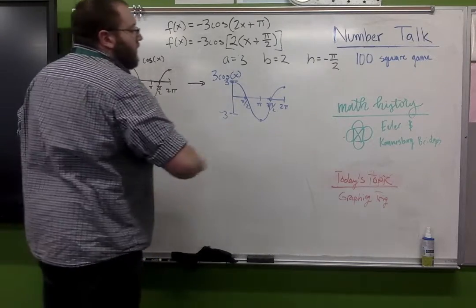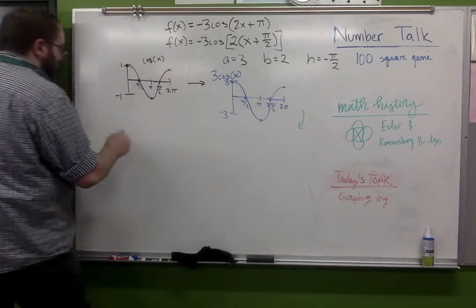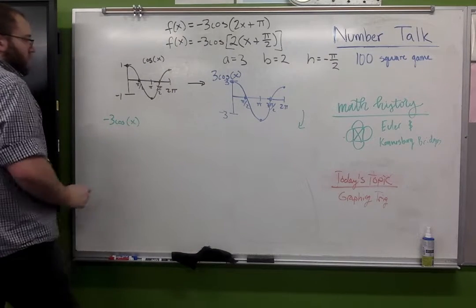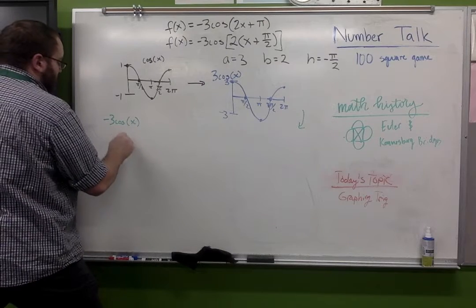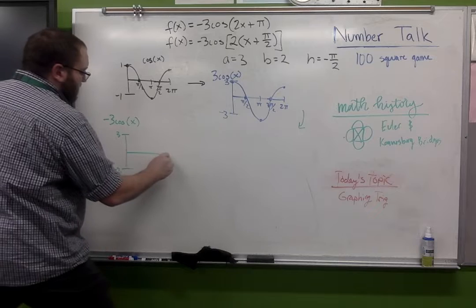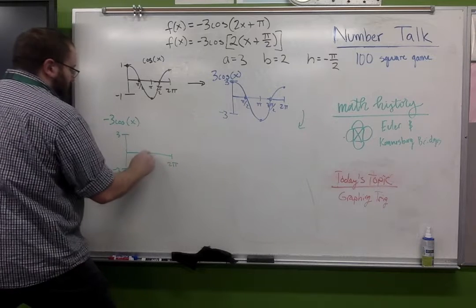Okay, now we're going to do the -3 cosine of x. Once again, our amplitude is not different. We still have 3 to -3. Our period is not different, so we still have the 2 pi.